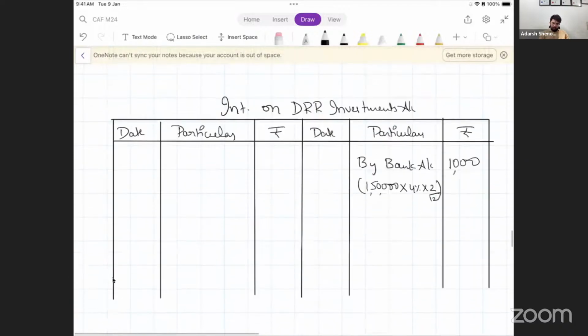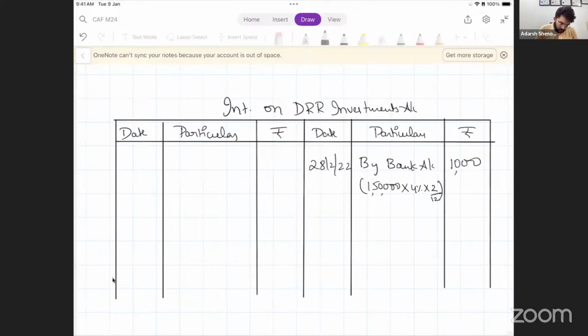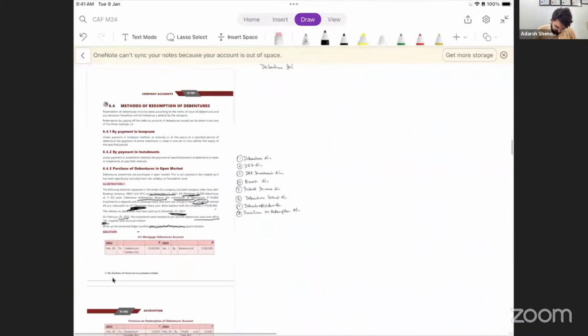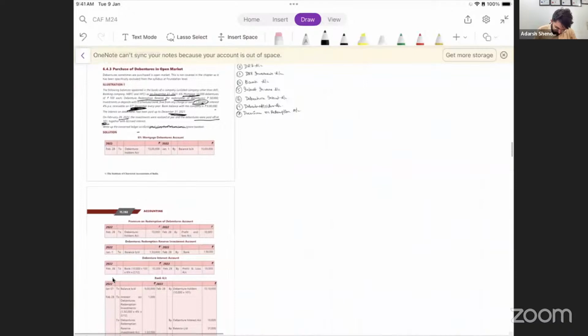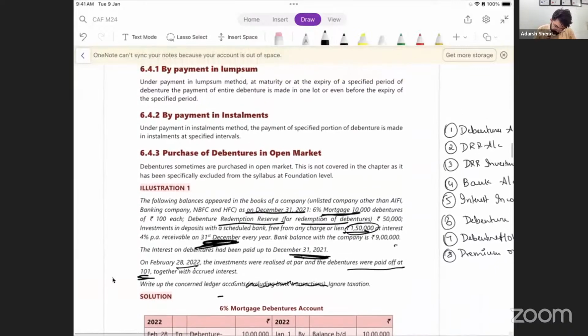Now we can go ahead. The date is 28 to 22, right? Okay. Now we can go for redemption of debentures.